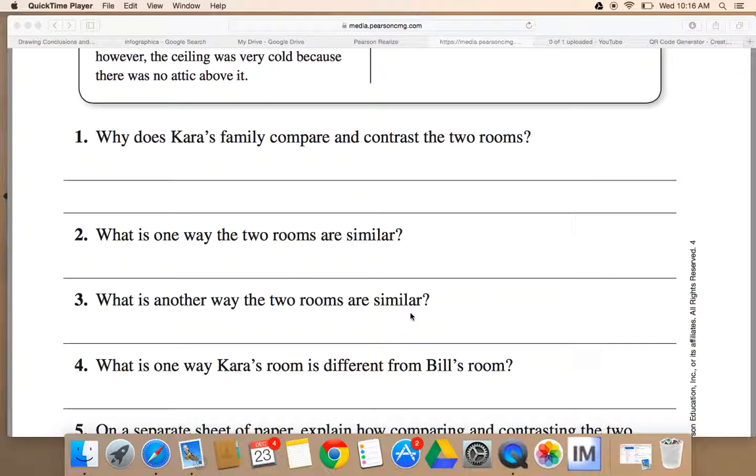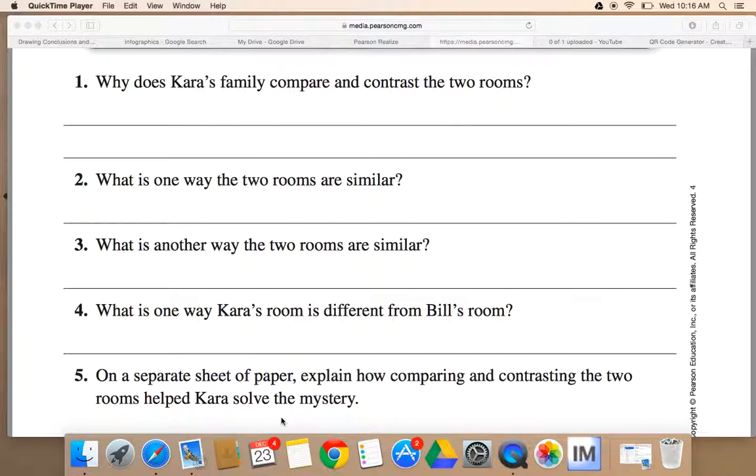How are her and her brother's rooms alike? Two different reasons, one for number two, one for number three. Number four, which is what I think is the easiest one, is how are Kara and Bill's rooms different? What's happening in one that's not happening in the other?